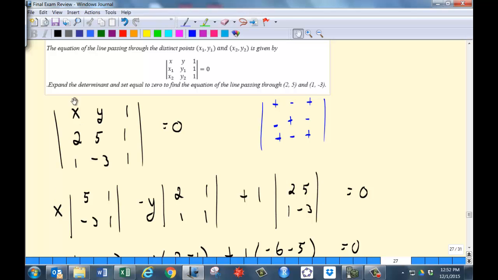So I got X, and then what you do is you delete this column in this row, and you end up with this determinant. So that's here. Now you move here. Since it's minus, it'll be a minus. You delete here and delete here. You got 2, 1, 1, 1, which is the determinant. And then the last one will be positive. Delete here, 2, 5, minus 3.